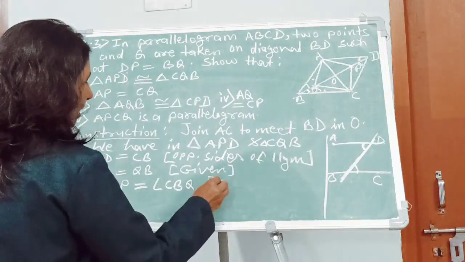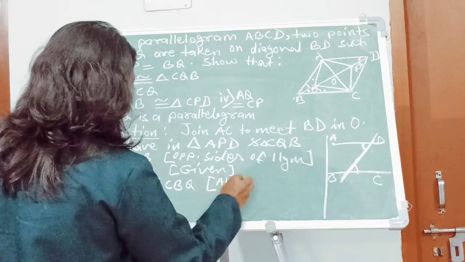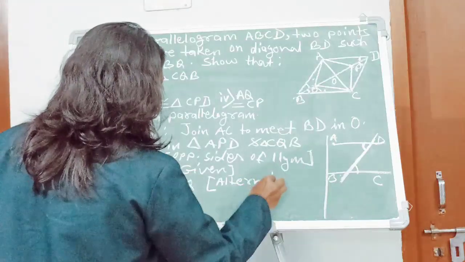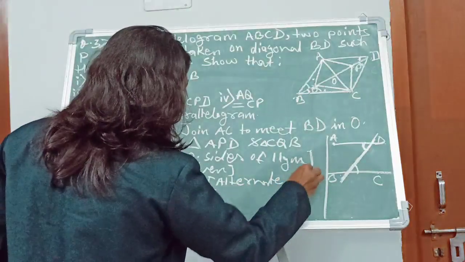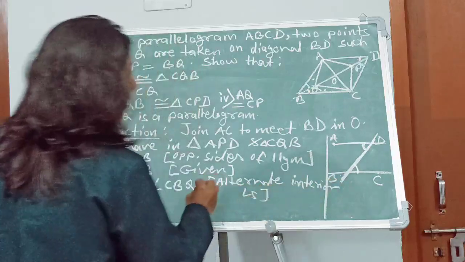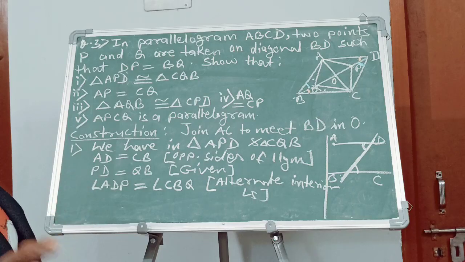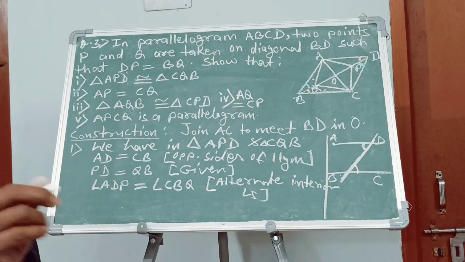Why? Alternate interior angles, because AD and BC are parallel and BD is the transversal.